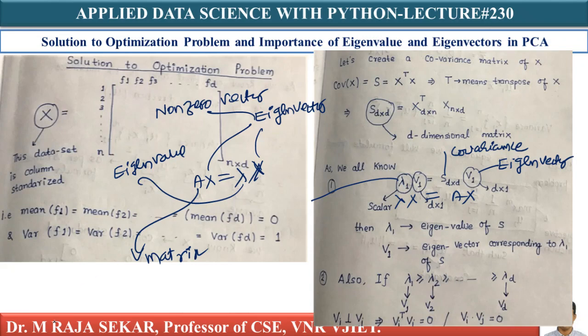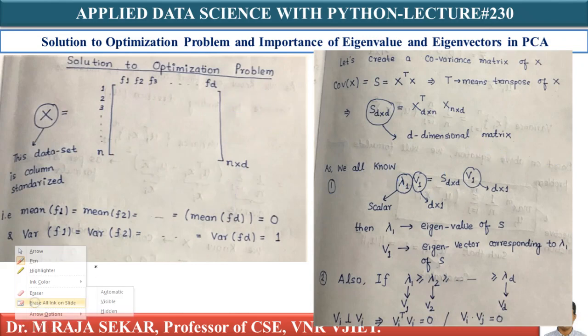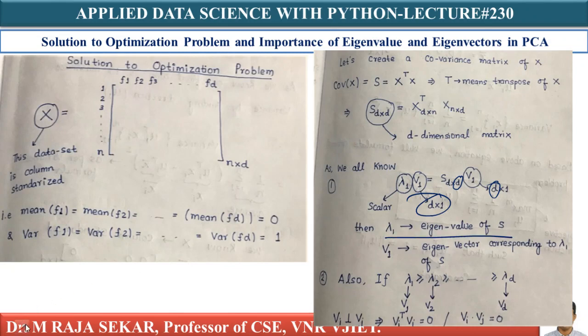This lambda 1 is basically a number, a scalar, and your V1 is a column vector. And if your S is a D cross D matrix, and you multiply a D cross D matrix with a vector D cross 1, what will you get? You will get D cross 1, isn't it? That's what it says. Here, what is this lambda 1? Lambda 1 is an eigenvalue of S, and V1 is an eigenvector of S. This is the simple definition.